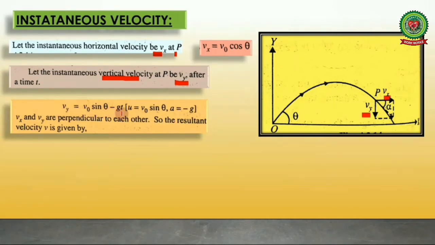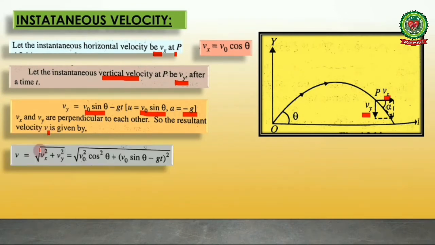We got this relation by using v is equal to u plus at. Here in place of a we have minus g, which is the acceleration due to gravity, and in place of u we have the initial velocity, which is v0 sin theta, where vx and vy are perpendicular to each other. So if vx and vy are perpendicular to each other, the resultant velocity v is given by square root of vx square plus vy square.